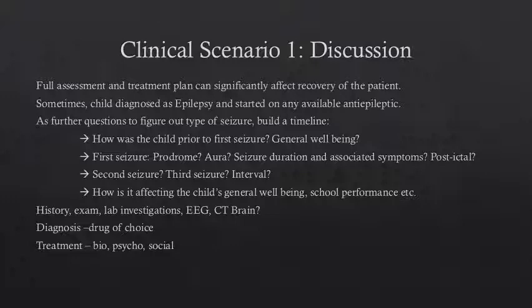how was the child prior to the first seizure, before 1 month ago? How was his general well-being? Get more detail about the first seizure. Was there a prodromal phase? Any change in the child's behavior in the hours or days leading up to the seizure? Does the child or mother recall the presence of aura, which is any unusual experiences right before the seizure happened?